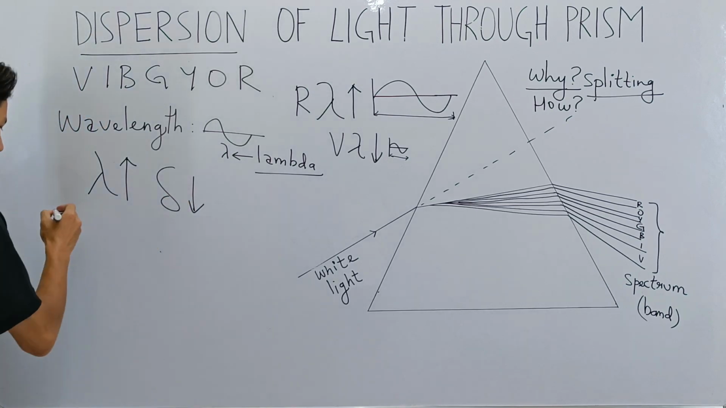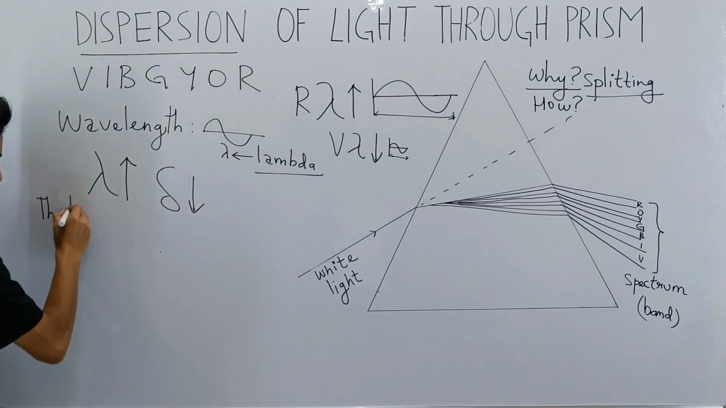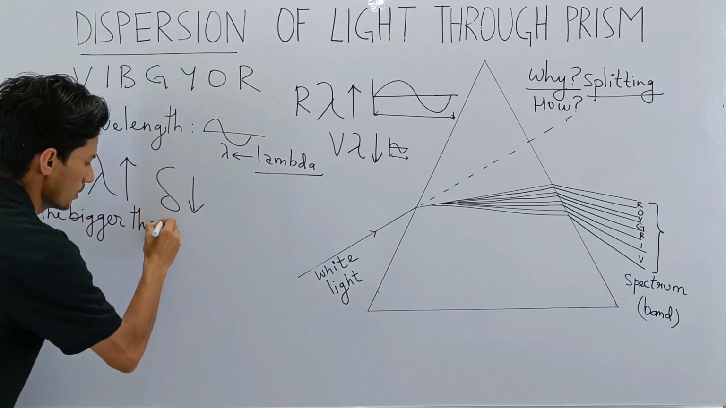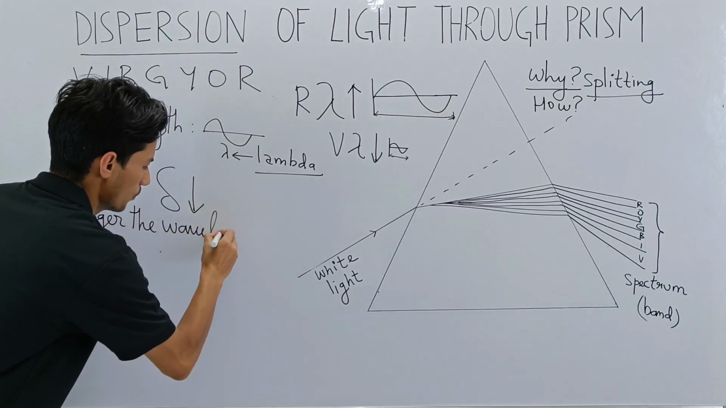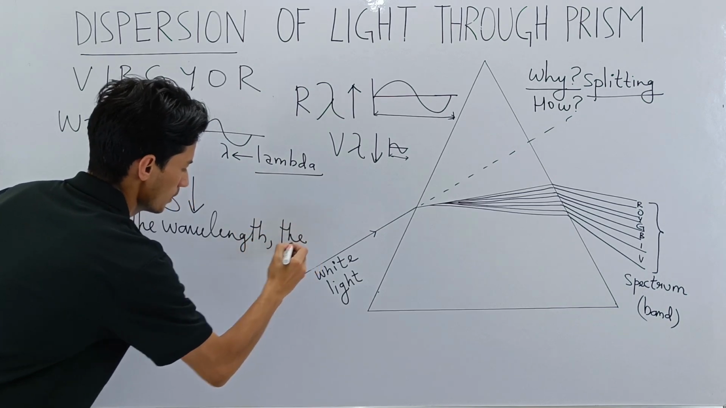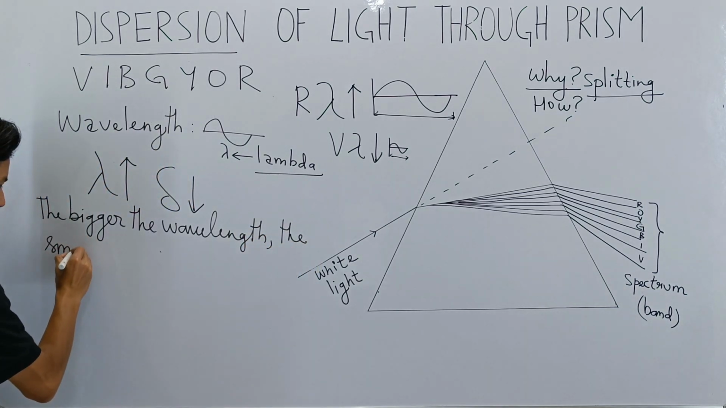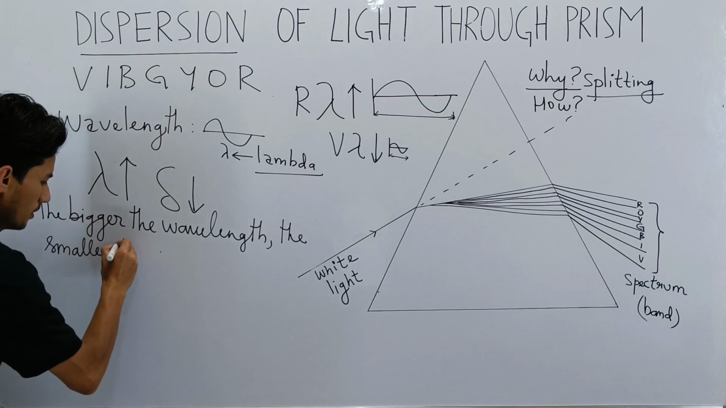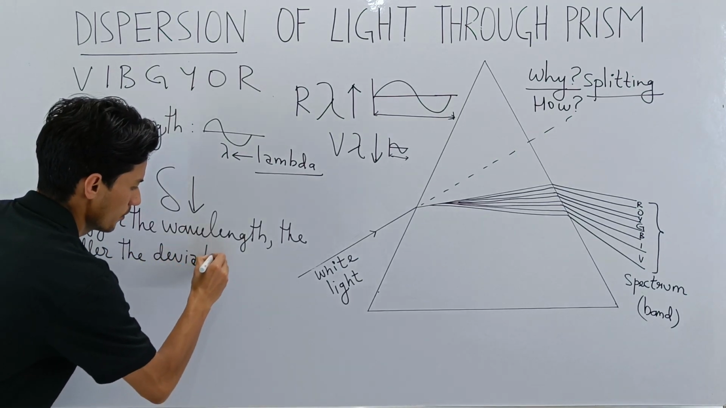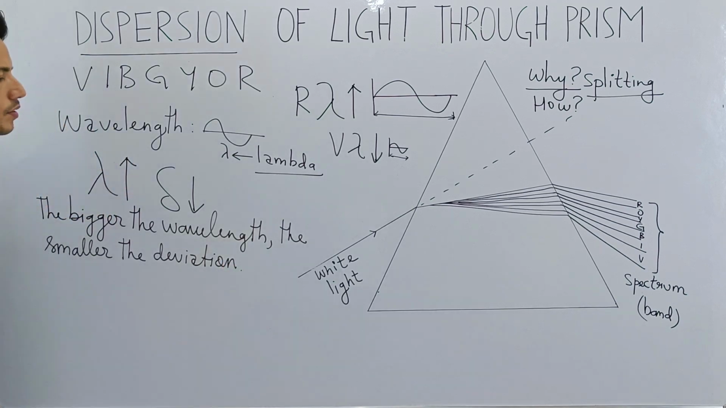Let's write this down: the bigger the wavelength, the smaller the deviation. What does it mean?